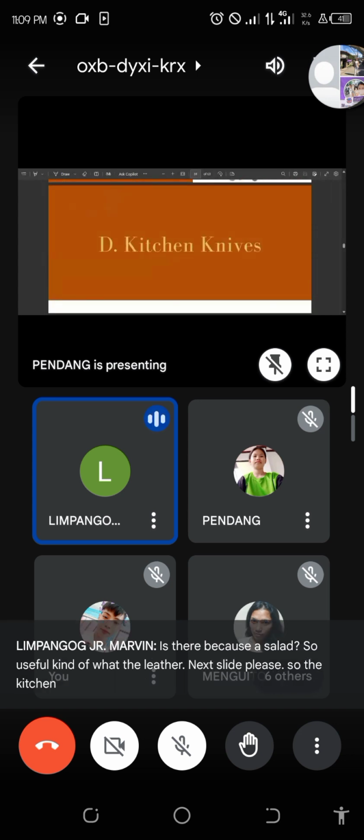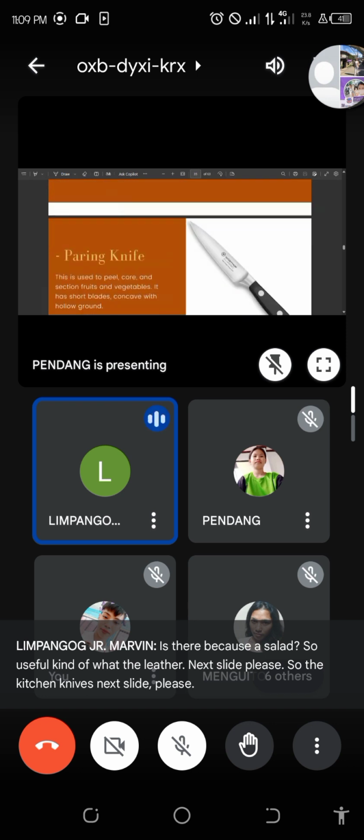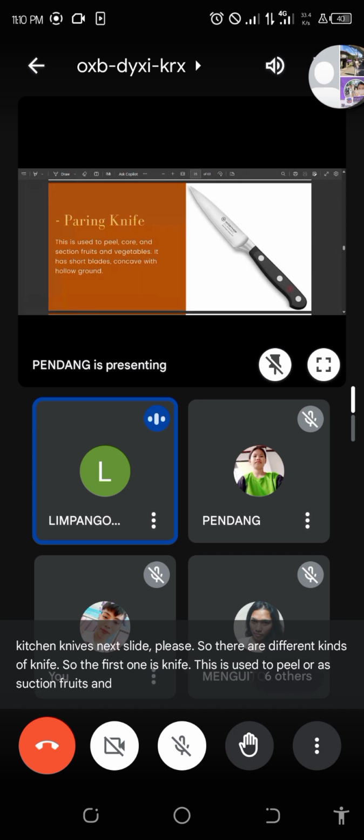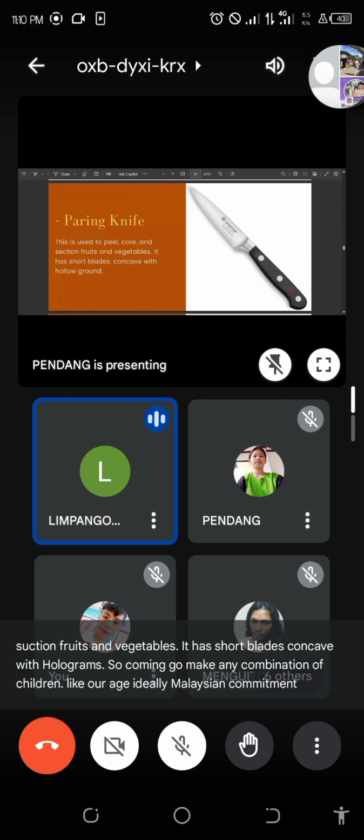So the kitchen knives. There are different kinds of knife. The first one is a paring knife. This is used to peel, core, and section fruits and vegetables. It has short blades, concave with hollow grounds. It is a small knife. It is useful for peeling fruits like orange, ideally apple, and for peeling vegetables also.